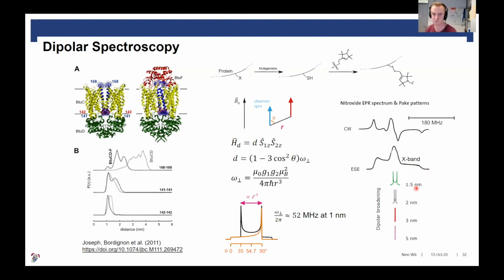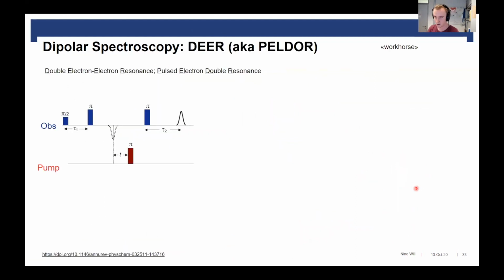It's not really resolved, but you can basically look at the broadening and estimate what the distance is. But the workhorse of dipolar spectroscopy is double electron-electron resonance, also named ELDOR. I don't know why there are two names, and I think DEER is the funnier one, so I'll stick with this one. So it's a double electron resonance.